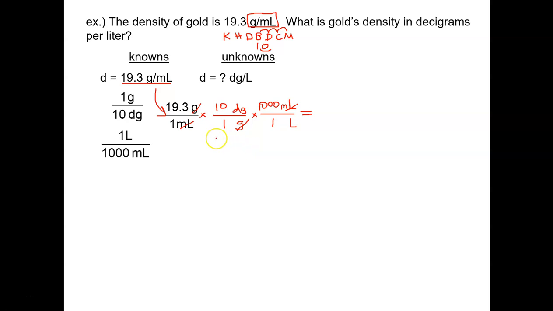So what is this telling us to do mathematically? 19.3 times 10 times 1,000, divided by 1, divided by 1, divided by 1, but I don't have to do all the ones. So that's your job. Plug that into your calculator. What do you get? While you're doing that, I'm going to erase a few things.